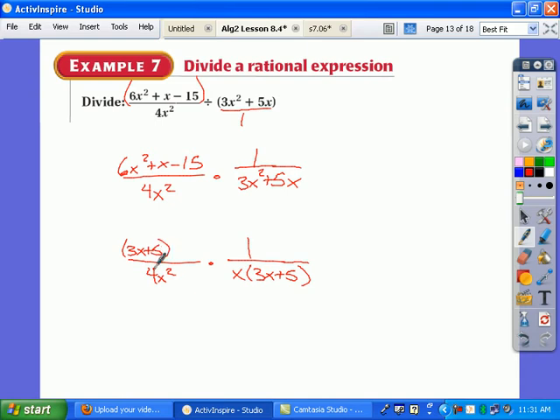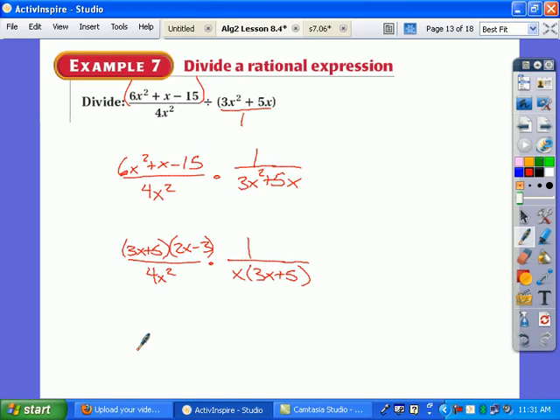No guarantees. No 100% of the times. But more often than not, this will be one of the factors. Now, we still have to come up with the other factor. And we still have to verify that it actually works. So, if 3x plus 5 is one of the factors, what's the other one? How about 2x minus 3? And we should check that. Does that work? All right, so multiply it back out, FOIL it in your head, and it does. It does work.